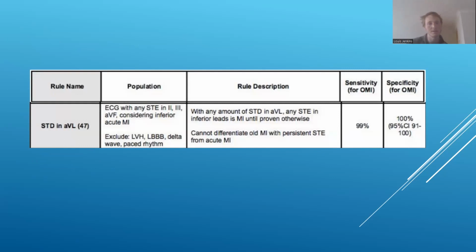So here's our rule. It's taken from the NOMI manifesto. And it states that any amount of STD in AVL, any STE in the inferior leads is MI until proven otherwise. And it's got a sensitivity of 99%, a specificity of 100%.